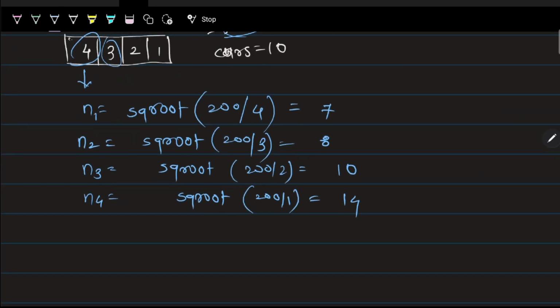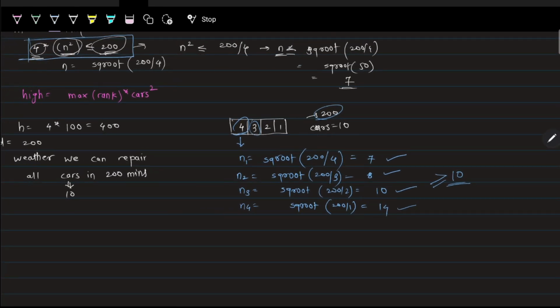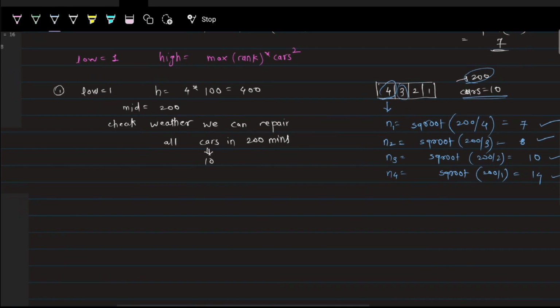So this is how, if I use the workers with rank 4 for a 200 minutes limit, then N1 can repair 7 cars, N2 can repair 8 cars, N3 can repair 10 cars, N4 can repair 14 cars, which is of course greater than or equal to 10. What is the 10 over here? The number of cars we have to repair. So of course this is a possible solution. It is returning true.